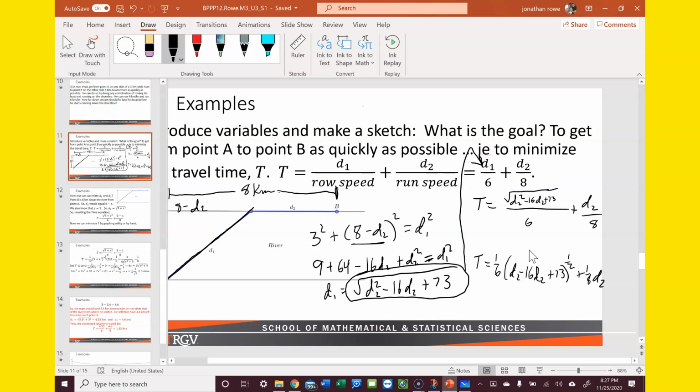But if I were you and I could use my calculator, what I would do is graph this function in my calculator, and I would find where that thing is at a minimum.